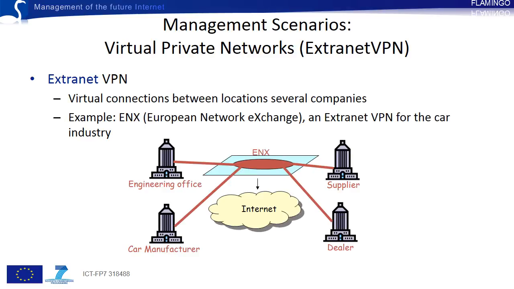The next type is the extranet VPN. The extranet VPN connects locations of several companies. For example, the ENX, which is an extranet virtual private network for the car industry. The ENX Association is a non-profit organization that acts as a legal and organizational roof for the ENX network standard. It provides the participating companies with a platform for the exchange of information and for the initiation of pre-competitive project cooperations in the field of information technology.